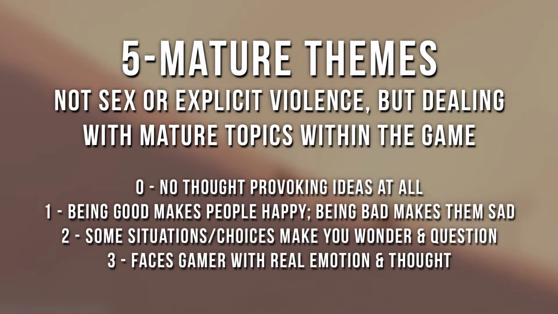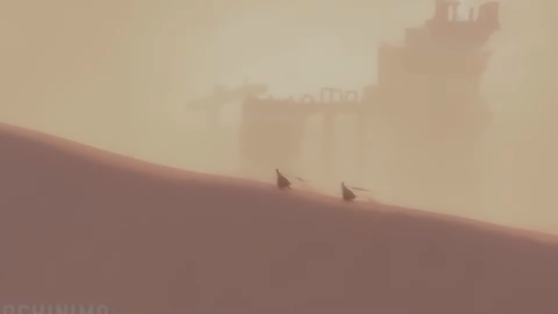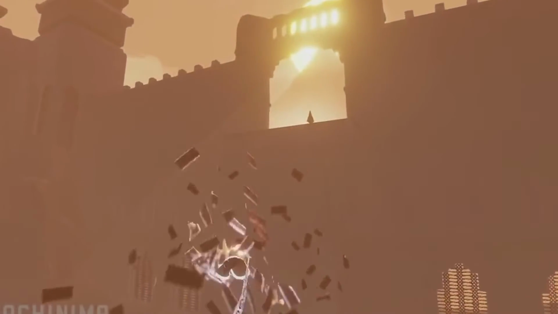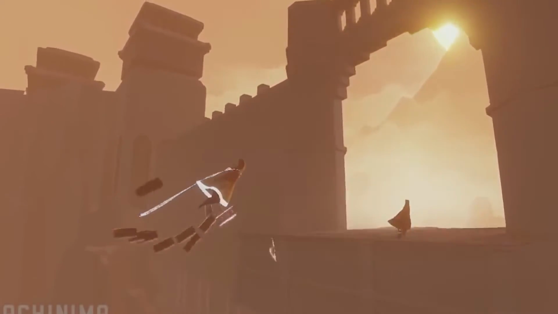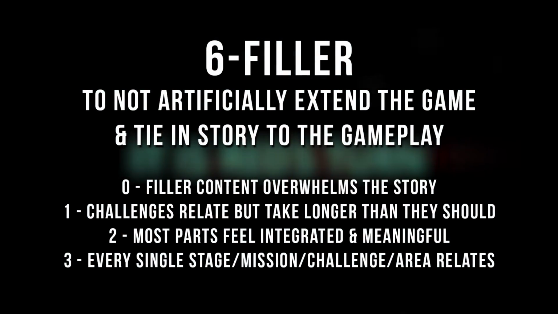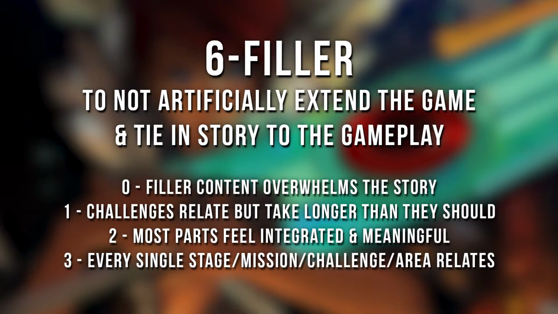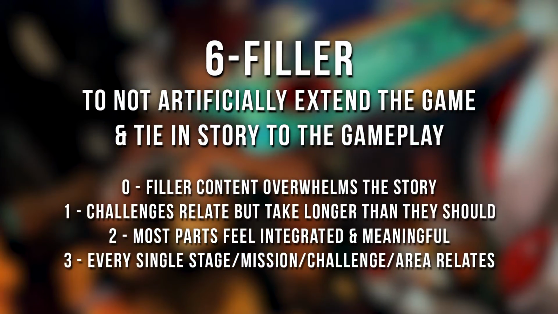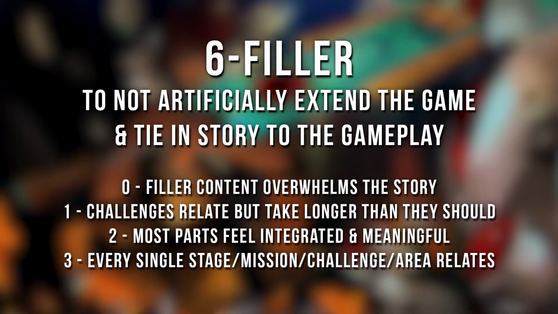And 3 means directly or indirectly faces the gamer with issues and situations that invoke real emotion and/or thought. A good example of this would be Journey or even Thomas Was Alone. Criteria 6. Filler. To not artificially extend a quest by repeating tasks or making the walking distance further without exploration.